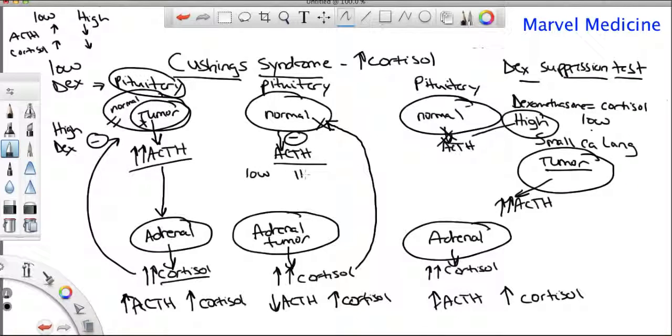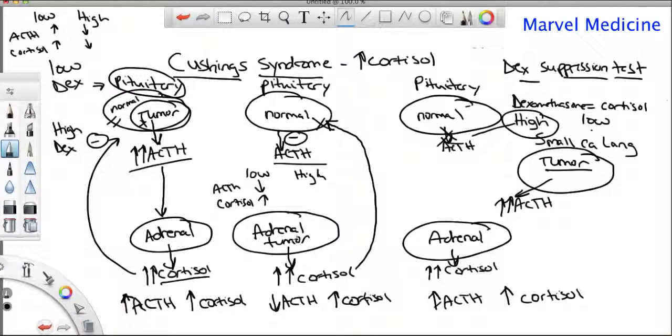We have a low and a high dose of dexamethasone. Okay? We have ACTH and cortisol. Well, normally, what did we have? Low ACTH and high cortisol. With low-dose dexamethasone, we'll still have low ACTH, but we'll probably still have high cortisol. Okay? What happens if I give a lot of dexamethasone now?